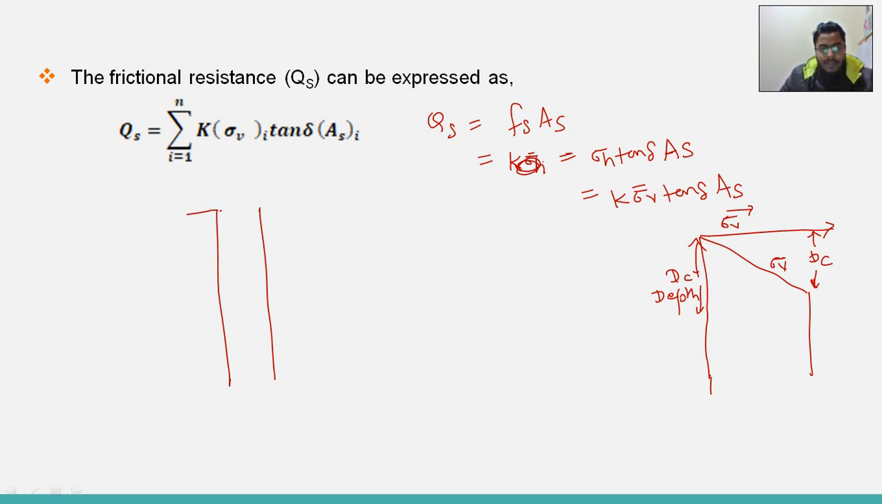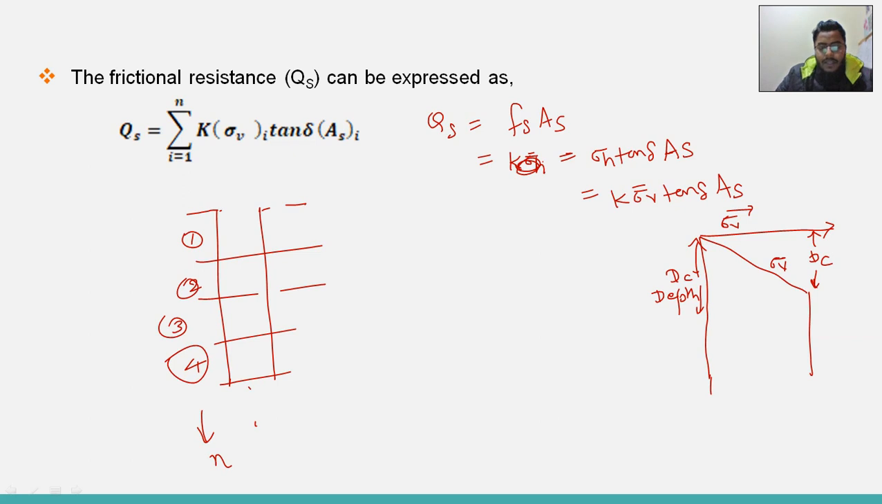So suppose this pile is divided into n layers: 1, 2, 3, 4. Now I am writing for 4 only, but we can write up to n. For each layer we put a name for the effective surface area, that is h1, h2, h3, h4. If the diameter or this interval is constant, then h1 and h2 will be equal. If these are changing, it will change. So let's put the name AS1. This is the effective surface area for the first layer.